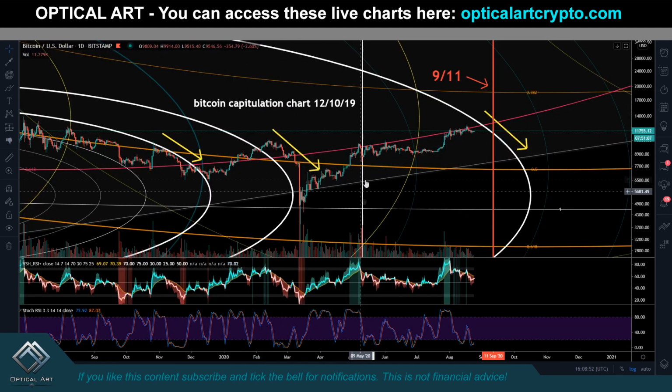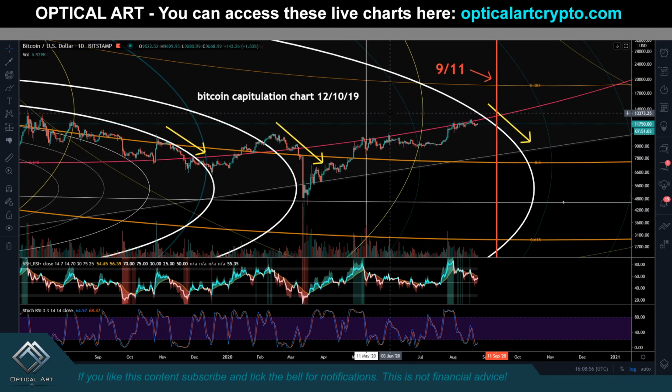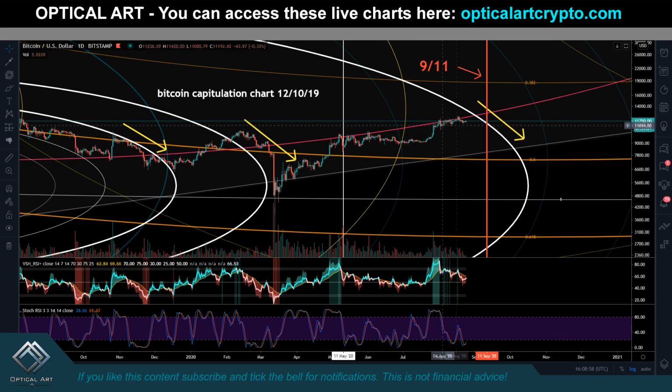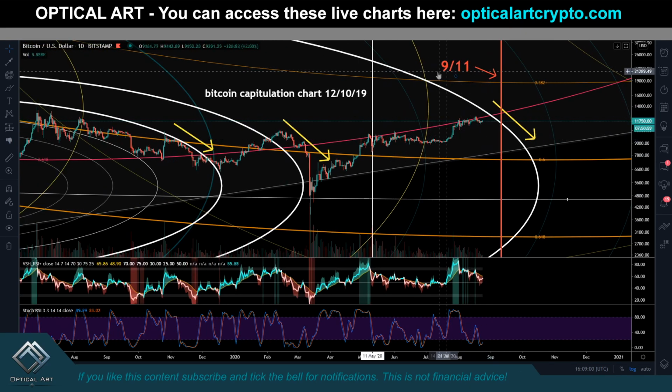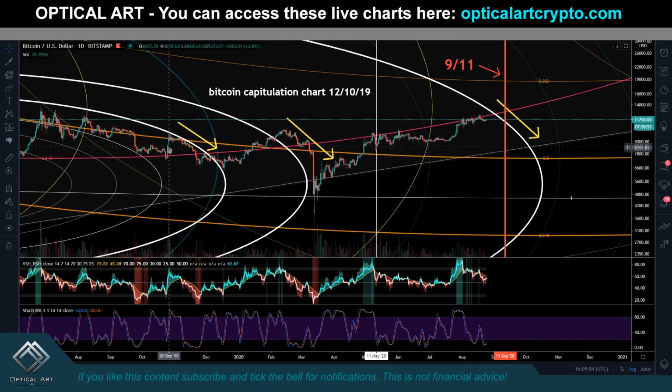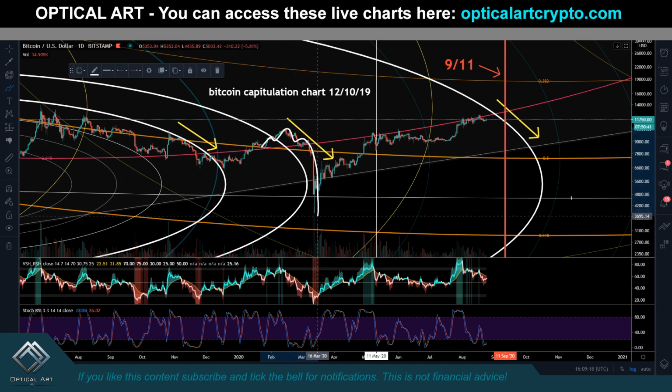This is my Bitcoin capitulation chart. I did make a tweet about this. So guys, it seems like something major is going to happen around September 11th. Now again, I am using previous rings to determine possible price direction. You notice that when we hit this ring, it pushed price down before the ring. This next ring, we found resistance at it. We had a pump, and then we kind of came down the outside of the ring.